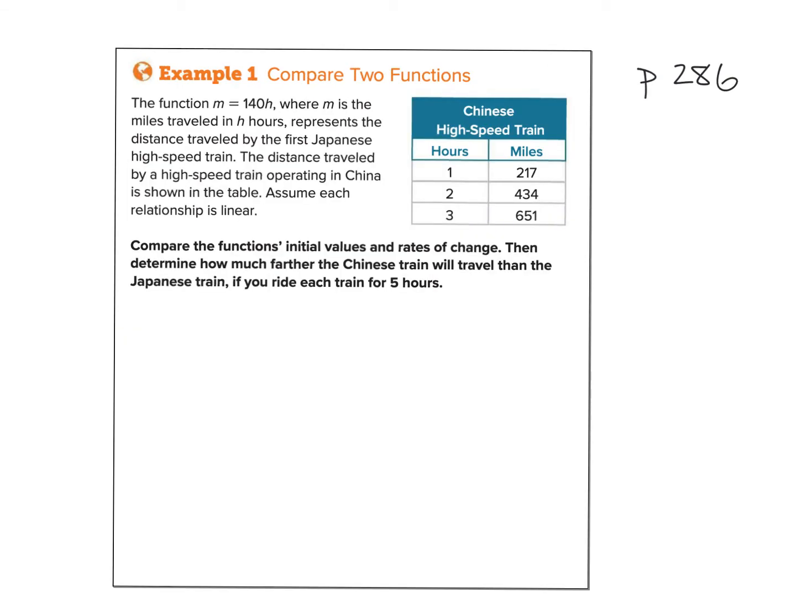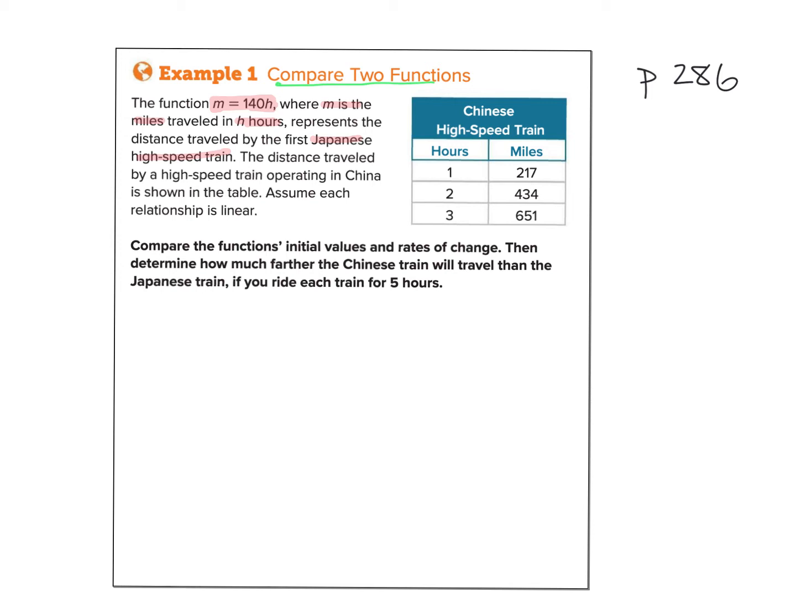So our first problem is on page 286, and we are going to be comparing two functions. So let's go ahead and start reading through this one. It says the function m equals 140h. Let's underline that. Where m is the miles, I like to underline that, and traveled in h hours. And that represents the distance traveled by the first Japanese high-speed train. So that's the Japanese one.